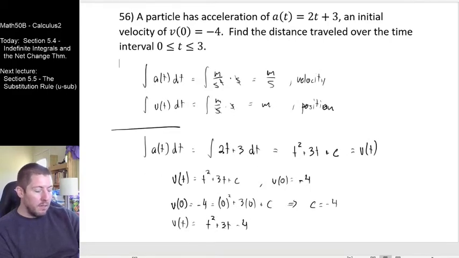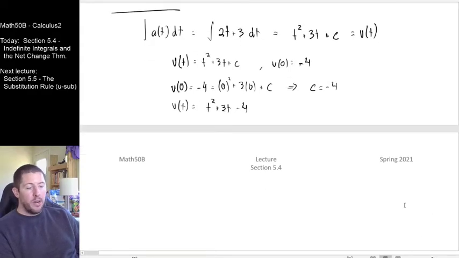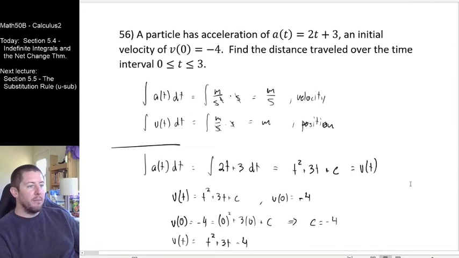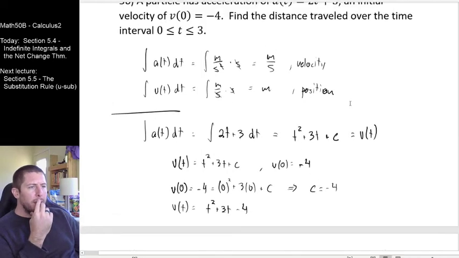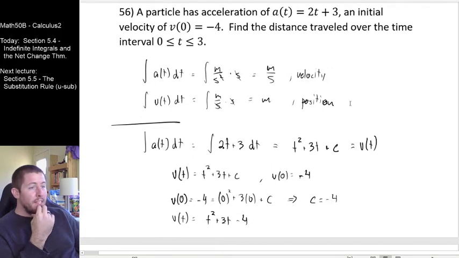Now we can go ahead and integrate our velocity expression, but this time using bounds of integration, because now I actually want to accumulate these changes in position over time to get an overall change in position. Find the distance traveled. This is our distance traveled.